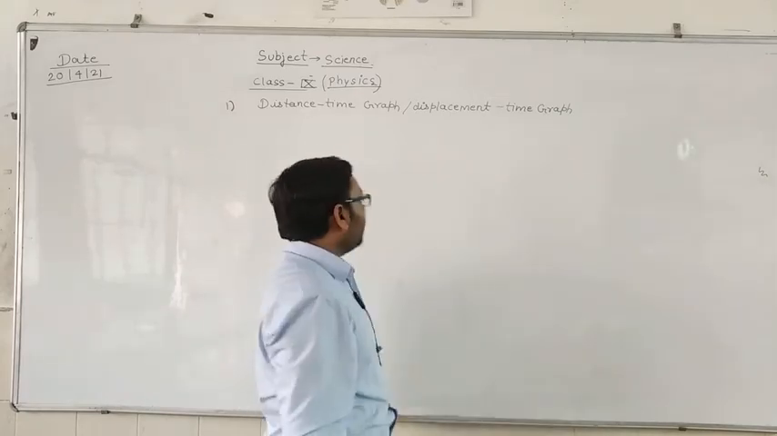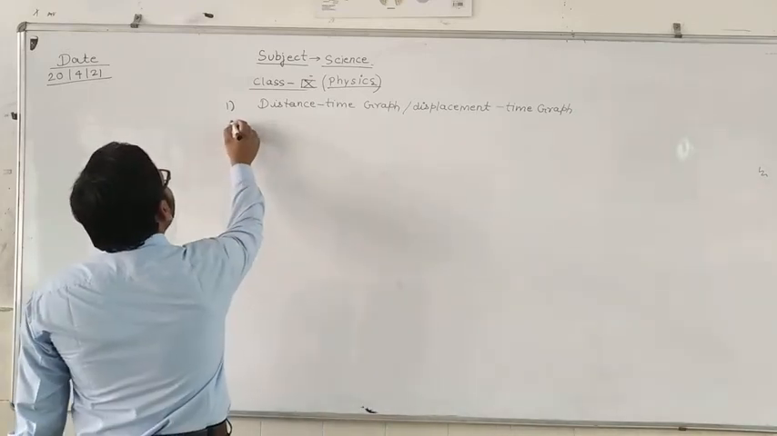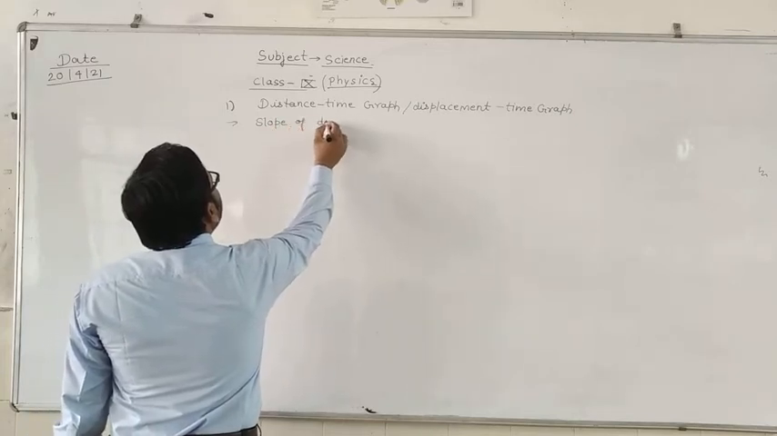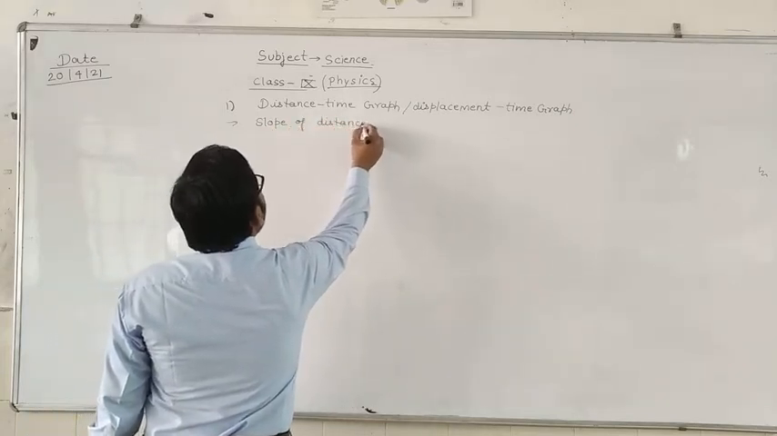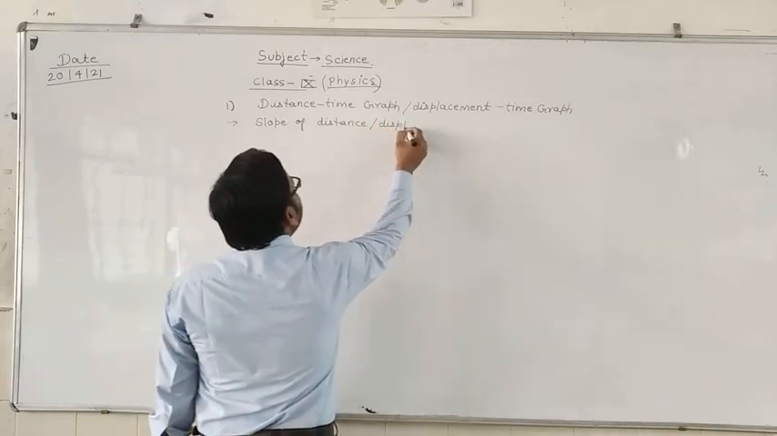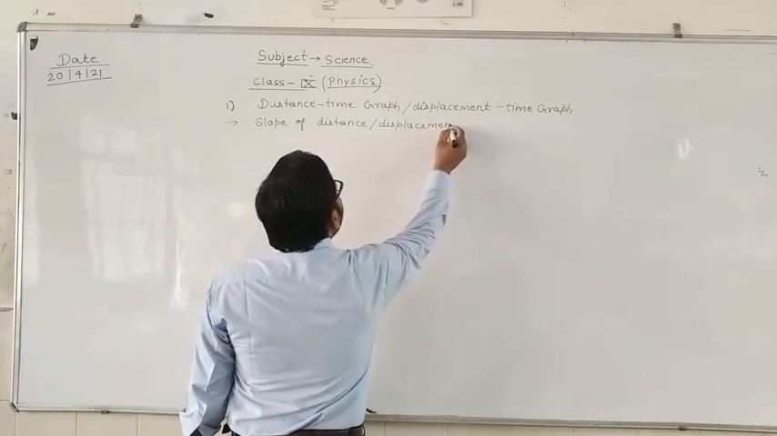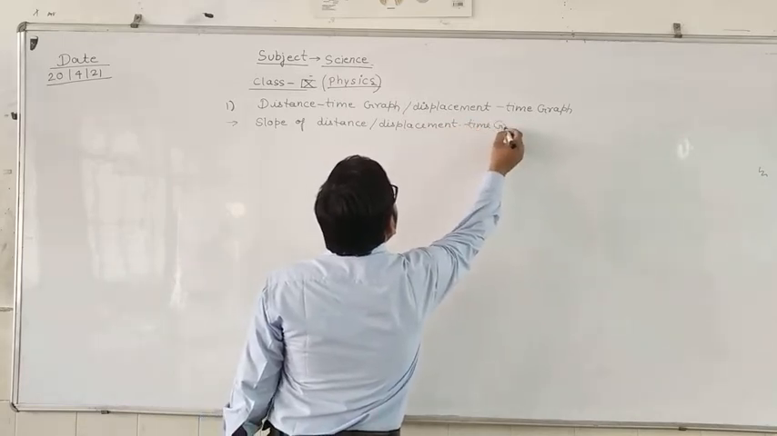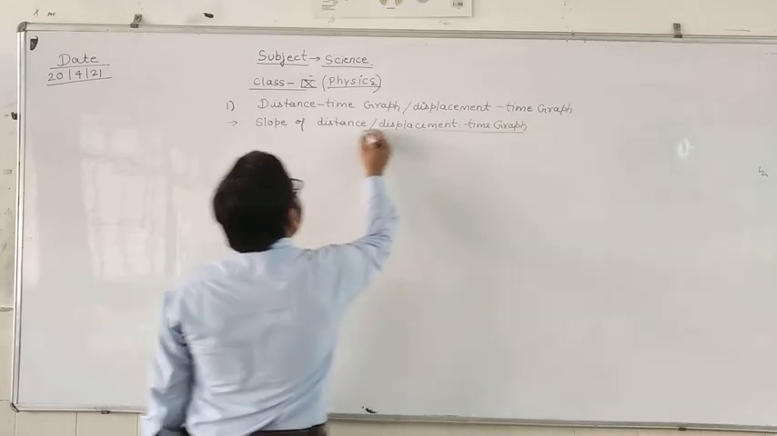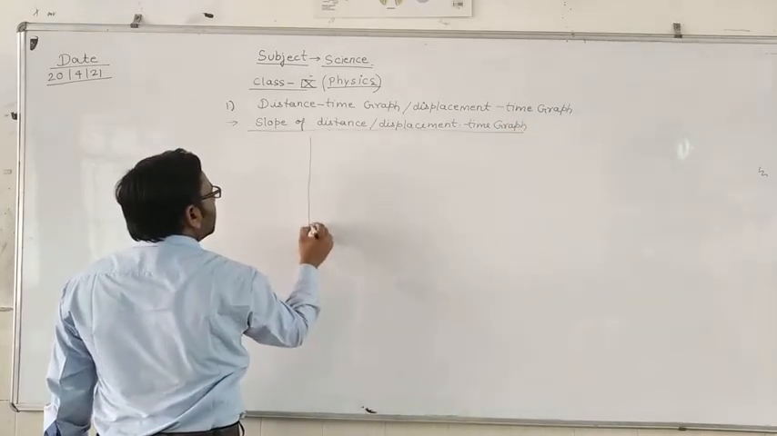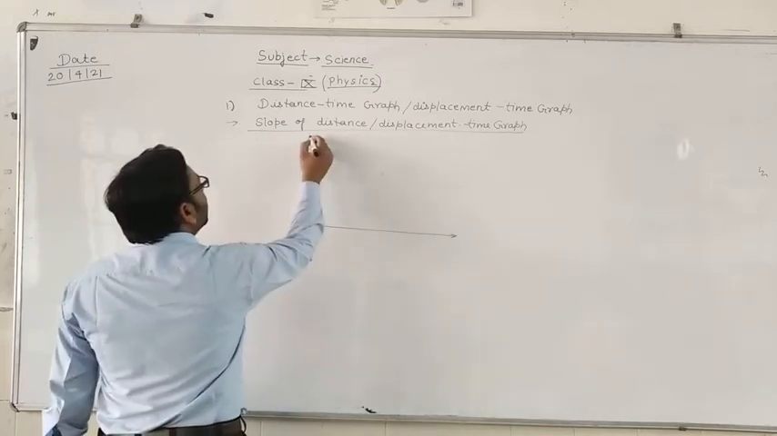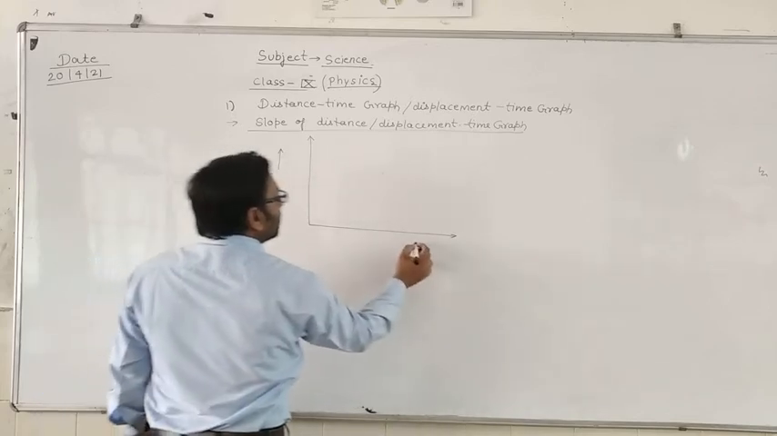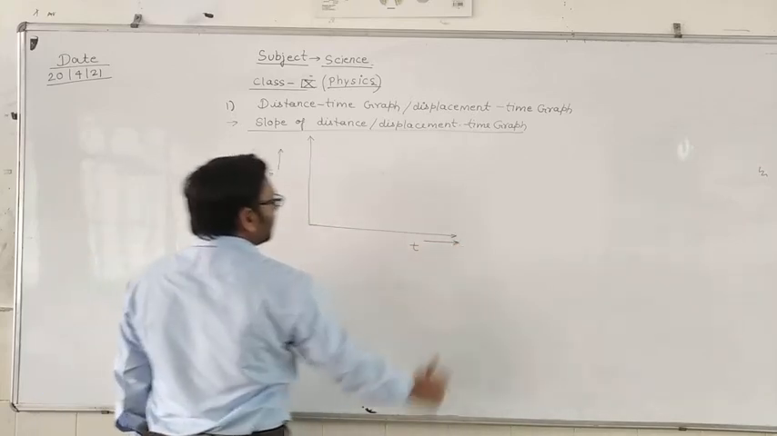So let us begin. The slope of the distance or displacement time graph. What does it mean? Slope means, first let us draw the graph. So this is our, suppose, displacement represented by S, or distance also. So this is distance or displacement versus time graph.